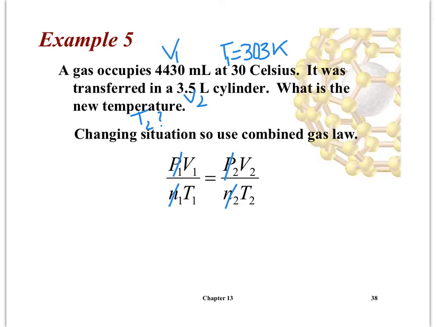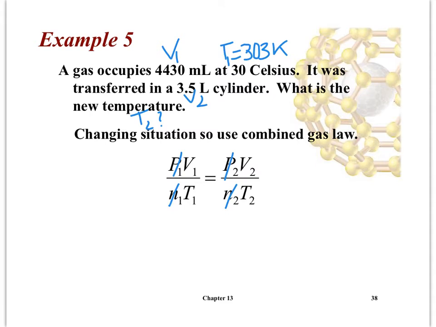If you cross out your amount and temperature because they're constant, you'll get P1V1 equals P2V2, which is Boyle's law, and so on. So whatever 2 variables are constant, you cross out, and you're going to get the equation for the gas law that you're looking for. So no need to remember any of the 4 really if you know the combined gas law. So I'm going to use V1 over T1 equals V2 over T2.